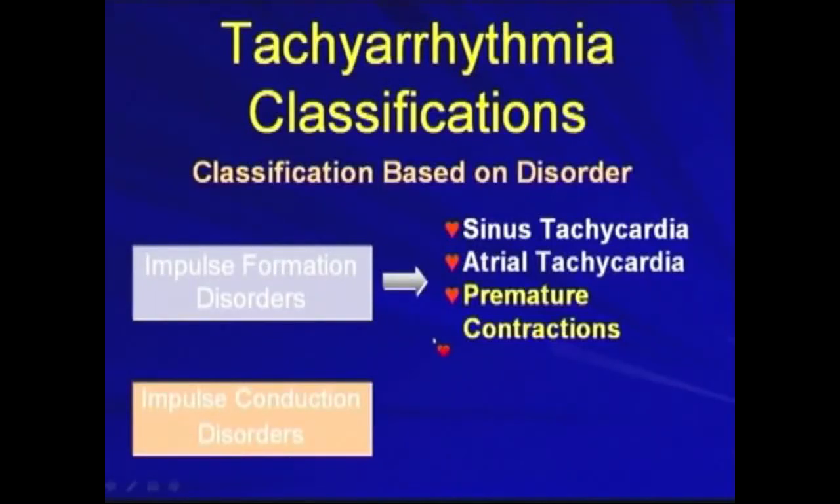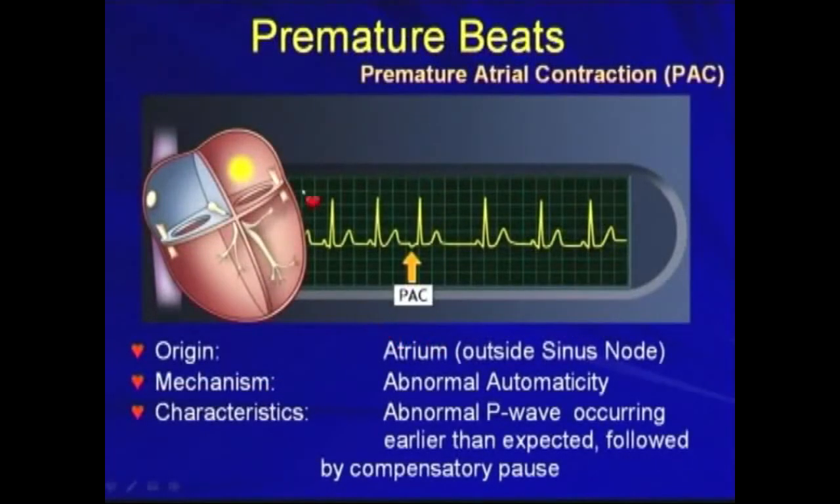For premature contractions, it can come from different locations. Here is an example of premature atrial contraction, so-called the PAC. It comes from the atrium outside the sinus node. As shown from this example, maybe come from here, and it's due to abnormal automaticity. The characteristics are abnormal P wave occurring earlier than expected and followed by compensatory pause.